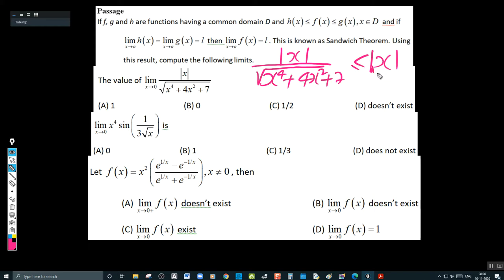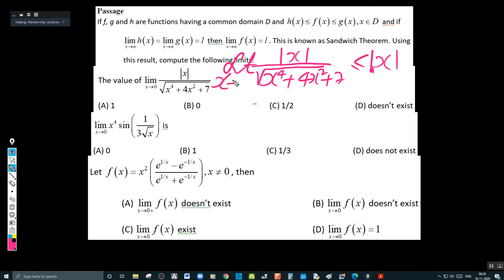Because the denominator is greater than x. Just check it out. X power 4 plus 4x squared plus 7 is greater than x, and hence it will be less than or equal to mod x. So apply the limit as x tends to 0. It is very simple. You can understand the answer straight like this.